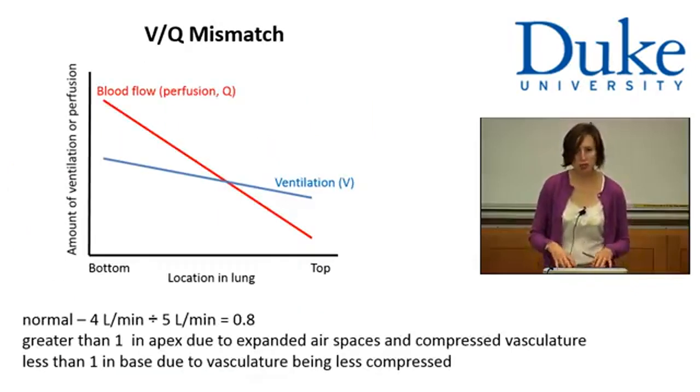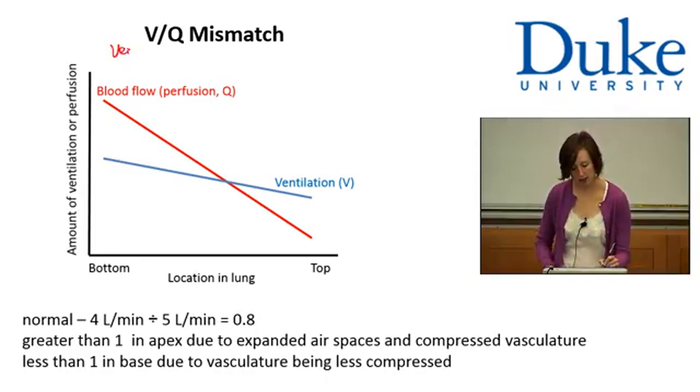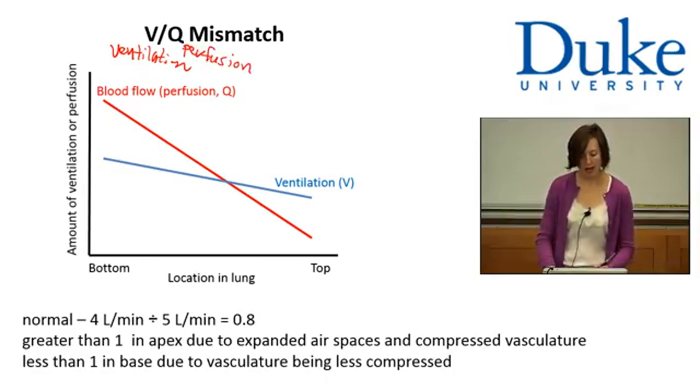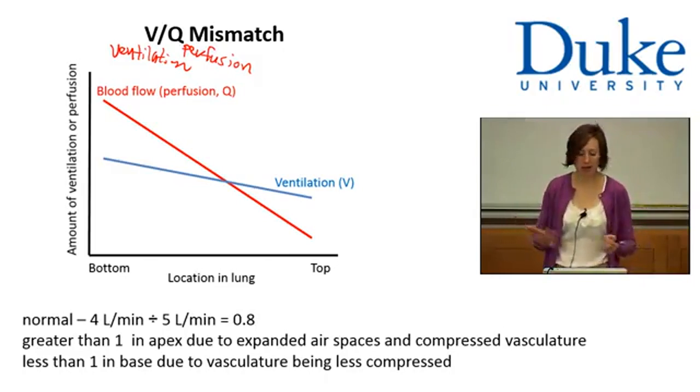We're going to now switch gears a little bit and talk about what's called VQ mismatch, ventilation and perfusion. So the V is for ventilation, and the Q is for perfusion. And the idea is that even though we've been talking about the lung as if the whole length of it is the same, actually it is not. Mostly just because of gravity.